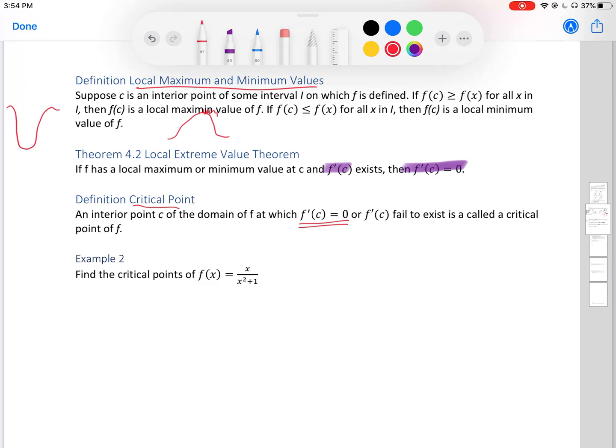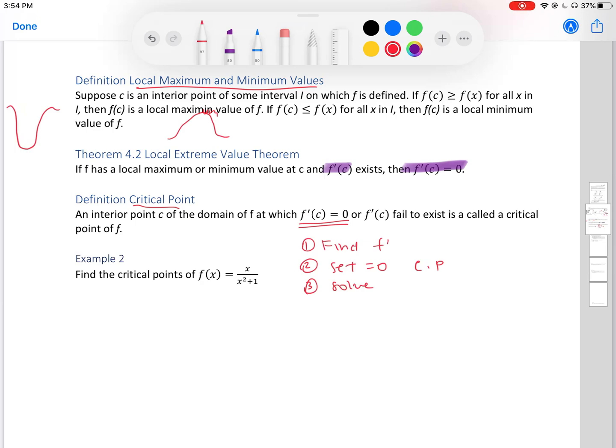According to our critical point definition, and also our local extreme value theorem written right above, a critical point would happen when our derivative is equal to 0. So let's go ahead and find the derivative, and then solve by setting it equal to 0. That's enough to find your critical points. If you want to move forward, you can also find your potential maximums and minimums by evaluating at those values.